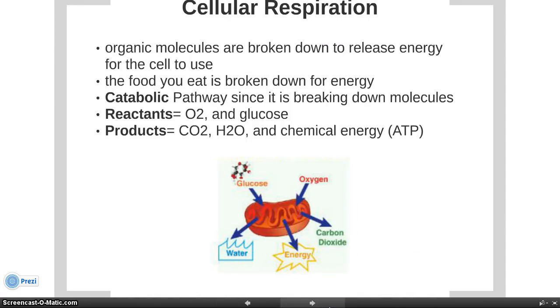So what is cellular respiration? It is a catabolic pathway, and it is when organic molecules are being broken down to release energy for the cell to use. Organic molecules such as carbohydrates, proteins, and lipids. The reactants here are glucose and oxygen, and the products are carbon dioxide, water, and chemical energy, which we'll call ATP. As you can see, it is the flip or opposite of photosynthesis. And here, if you look at the picture, there are 2 arrows going inward, glucose and oxygen, meaning our reactants, and 3 going out, water, carbon dioxide, and our chemical energy, or ATP.